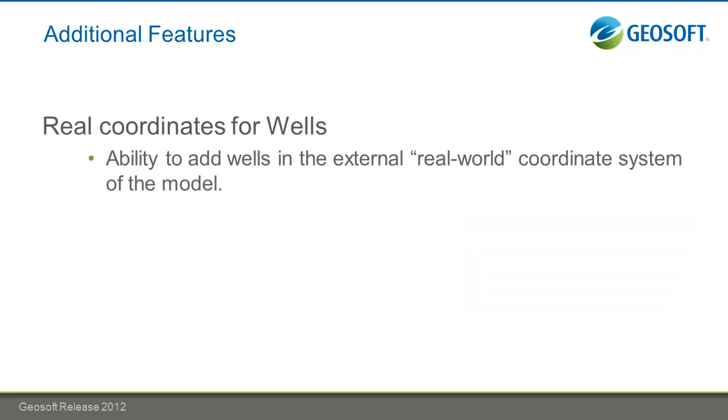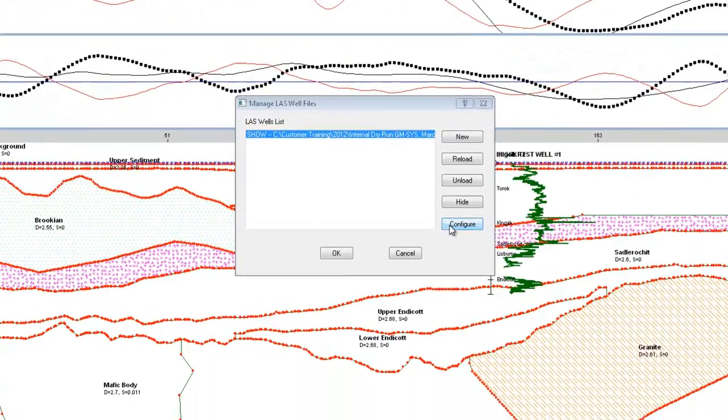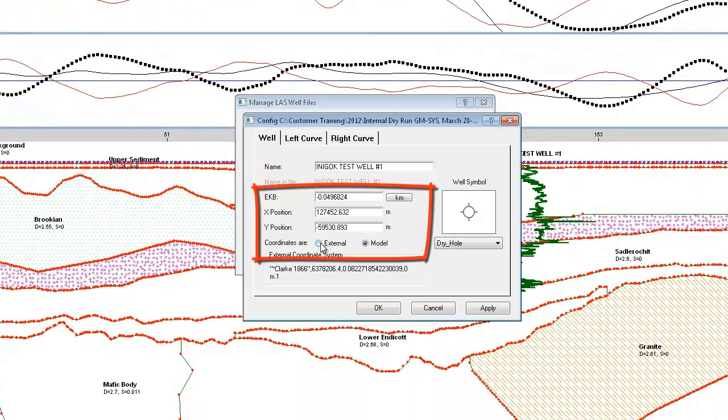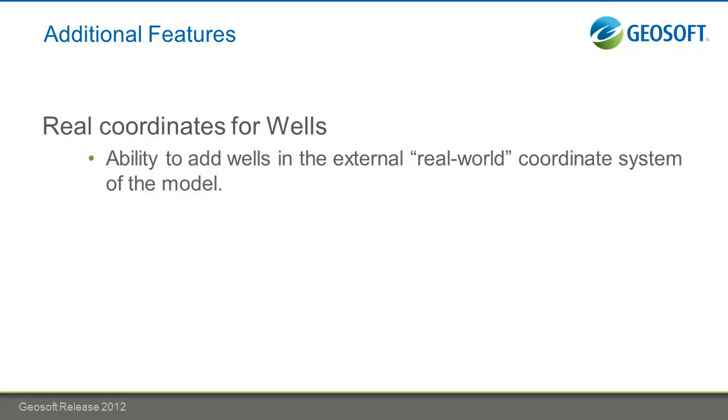Now you have the ability to add wells using external real-world coordinates instead of model profile coordinates. Previously, you've had to do that conversion from real-world coordinates to profile coordinates, and now you're able to just do it by just checking off that you're interested in external real coordinates and bringing in your LAS or well files.